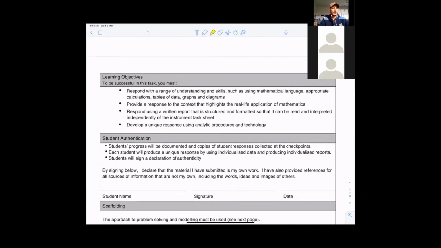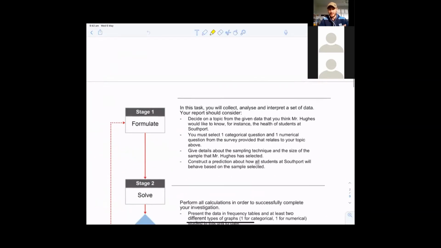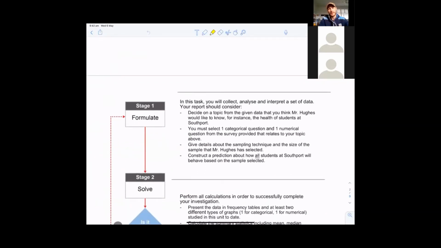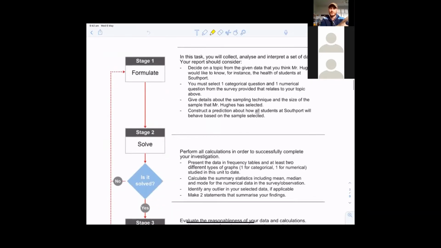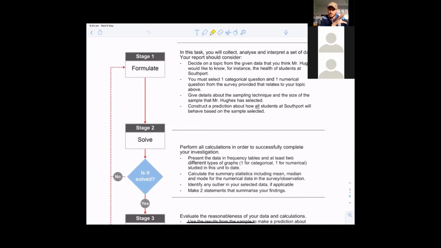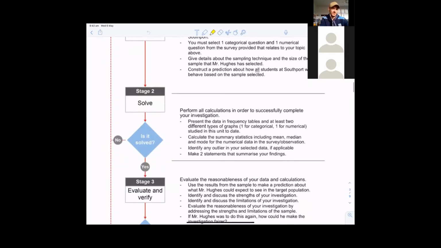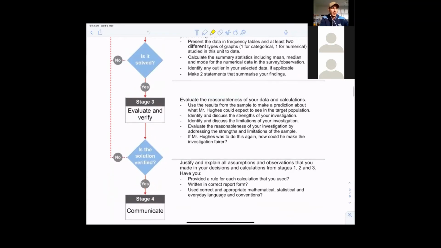So first things first, in your task, and in every PSMT you're going to get from now until the end of year 12, you're going to have this scaffold, which teaches you what you need to do in each section. If we look at evaluate and verify now, it says evaluate the reasonableness of your data and calculations. It says use the results from the sample to make a prediction about what Mr. Hughes could expect to see in the target population.